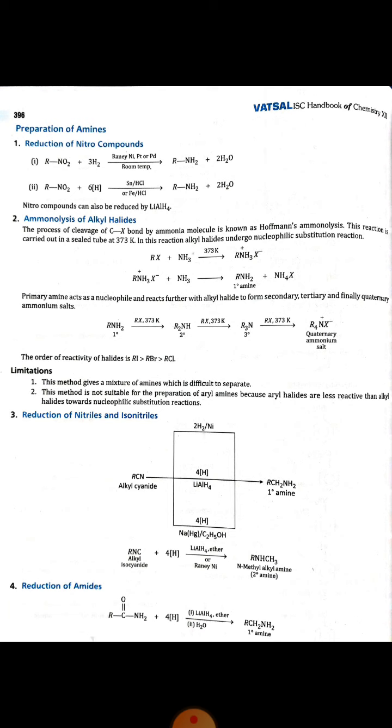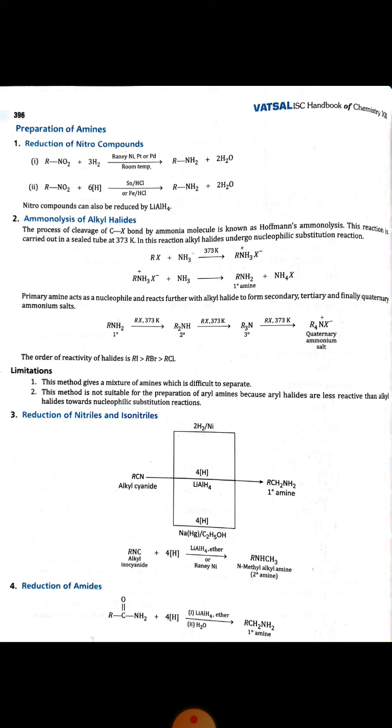Okay, the process of cleavage of the C-X bond by an ammonia molecule is known as Hofmann ammonolysis. This reaction is carried out in a sealed tube at a temperature of 373 Kelvin. In this reaction, alkyl halides undergo a nucleophilic substitution reaction. Next, we have the reduction of nitrile and isonitrile.